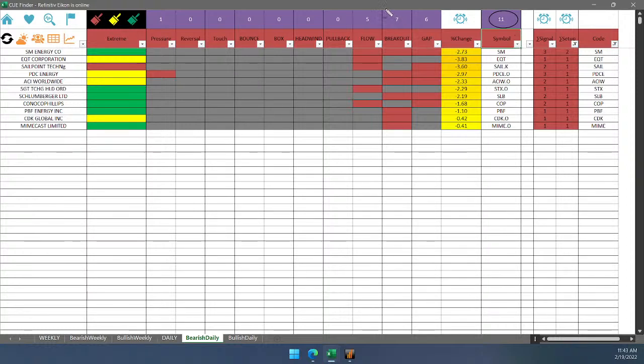Left with 11 stocks, 7 of them have breakout, 5 bearish flow trend following, setup, no pullback, no headwind, no box, no bounce. Any name with capital letter, those are trade setups, and not full capital, those are trade signals or Q signals. Gap can also be a trade setup for intraday trading. We have 6 gap downs also.